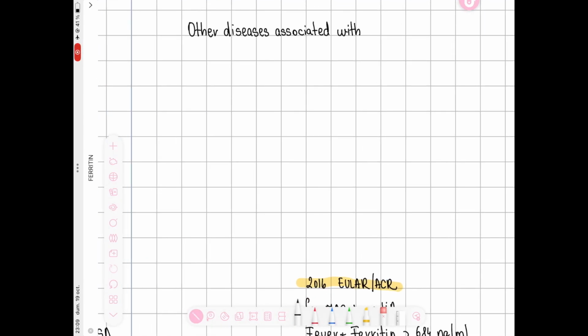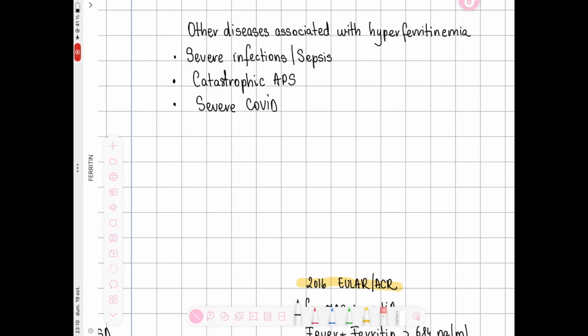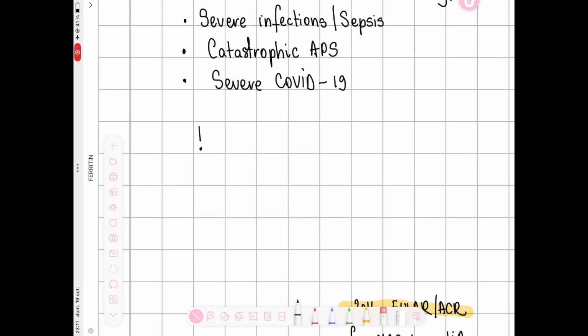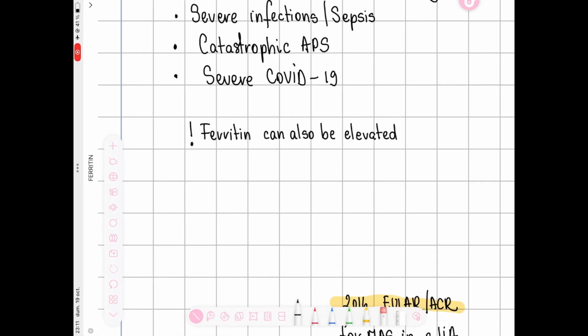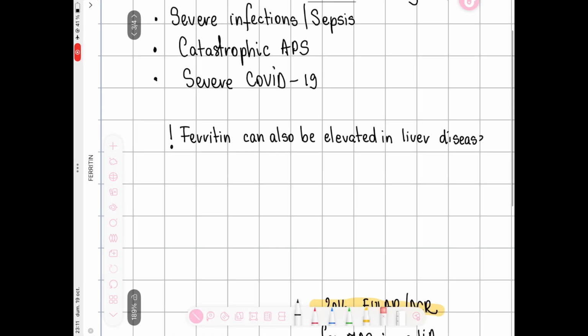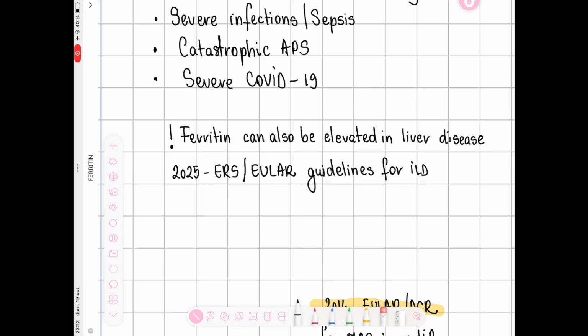There are other conditions associated with hyperferritinemia that we should not forget about: severe infections or sepsis, catastrophic antiphospholipid syndrome, and severe SARS-CoV-2 infections. Ferritin can also be elevated in liver disease. And for those who stayed until the very end, the new ERS-EULAR guidelines for interstitial lung disease highlight that patients with immune-mediated myositis and elevated ferritin have a worse prognosis with faster disease progression and a higher risk of mortality.